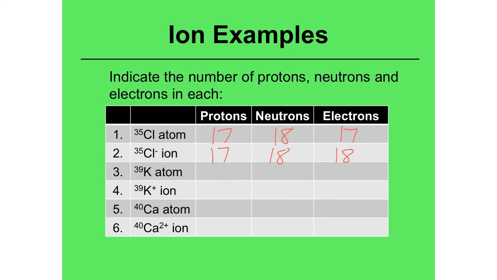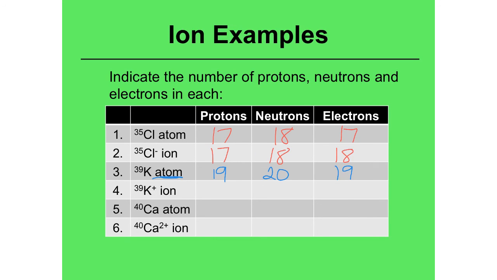Next one, we have potassium. So we have to find potassium on the periodic table. It's in group 1, and potassium's atomic number is 19. So therefore, we have 19 protons. Since it's an atom, no charge, so we also have 19 electrons. So we have an equal number of positive and negative particles. If the mass is 39, then I have 20 neutrons.